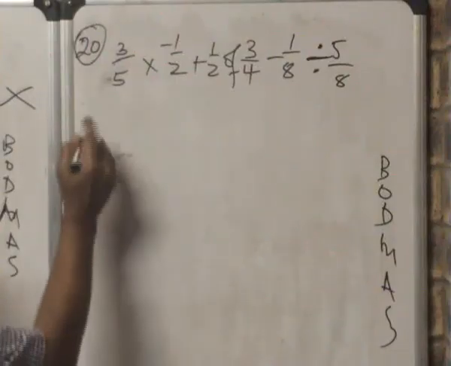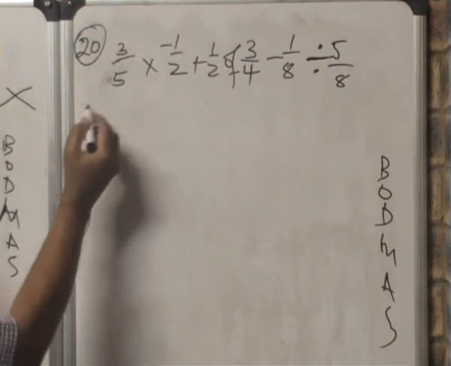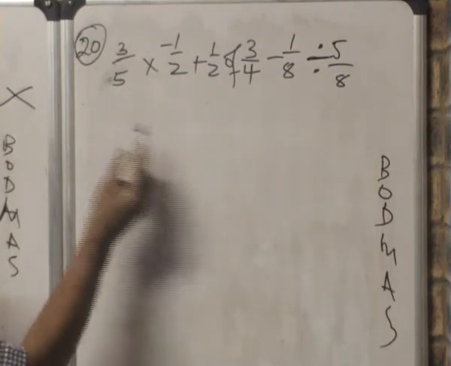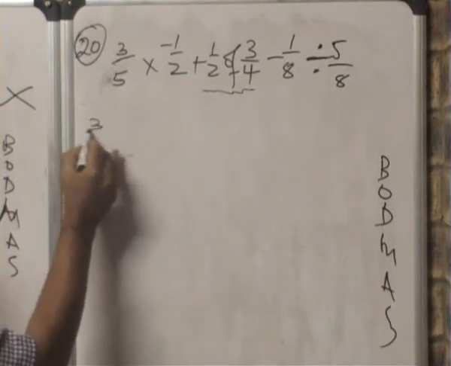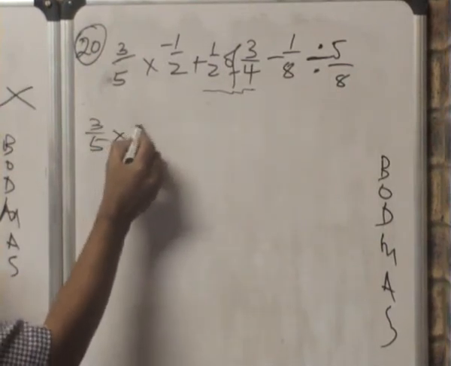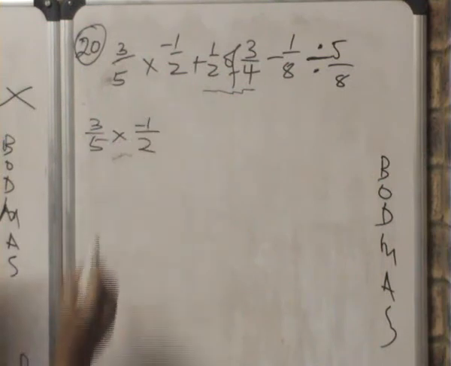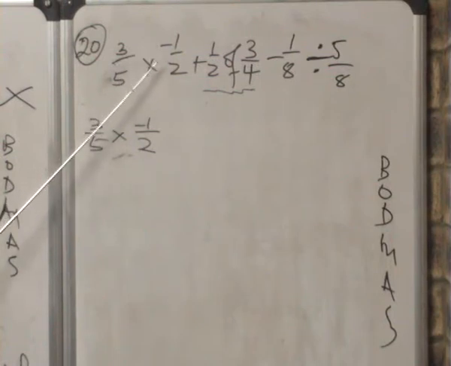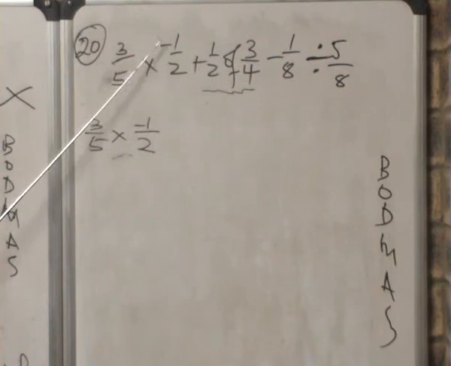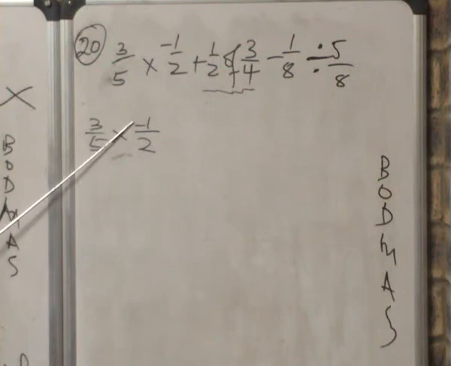Alright, we are at number 20 and relax because we have come to the end of the exercise. According to BODMAS, we have "of" here, which we're going to do first. So there's our 3 over 5 times minus 1 over 2. Now watch carefully. You see this minus half. It can be written in 3 ways. The minus can be written in the middle, it can be written on the top, or it can be written in the bottom. It's always best to write the minus sign on the top there like that. So it makes it easy.